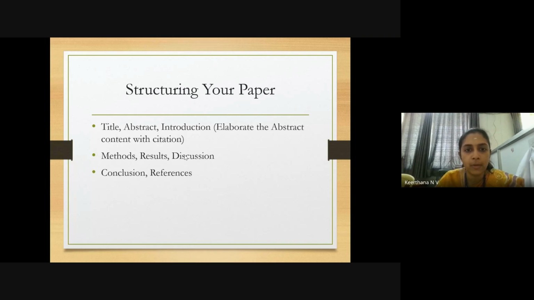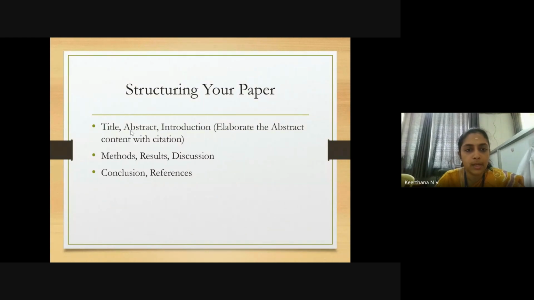If it is a Word format, you have to completely structure your paper according to the journal guidelines. So first thing, you have to write your title. The title should contain, in a seamless manner, what your problem is, what methods you are going to follow, and in what domain. The title should be elaborate.